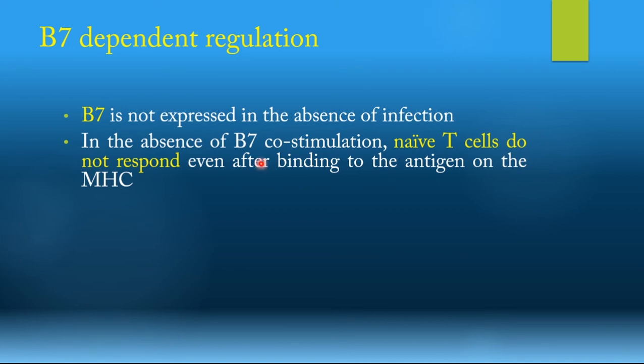In the case of the absence of B7 co-stimulation, the naive T cell will go through anergy, which is basically its functions will actually depress rather than get activated. It will actually be deactivated and it will be harder for the T cell to activate itself afterwards.